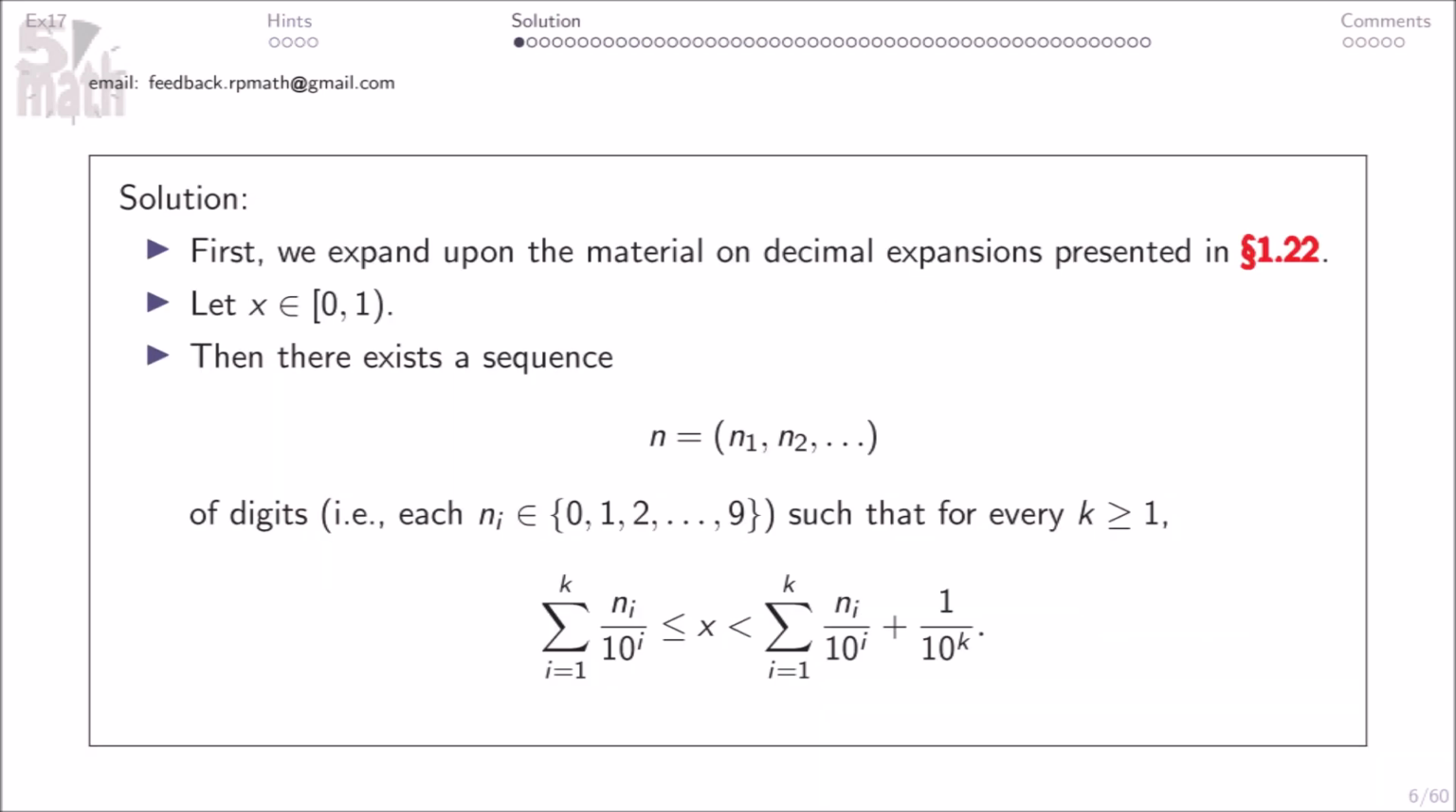Solution. First, we expand upon the material on decimal expansions presented in section 122. Let x be in this. Then there exists a sequence n of digits, that is, n_i an element of these, such that for every k greater than or equal to 1, we have this.